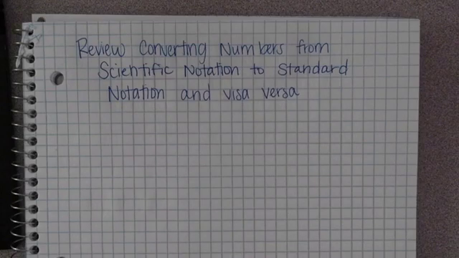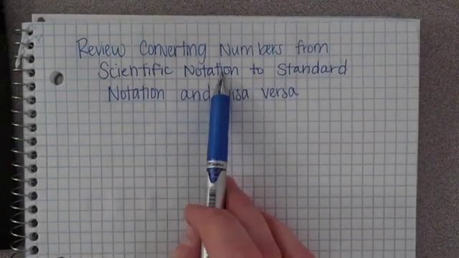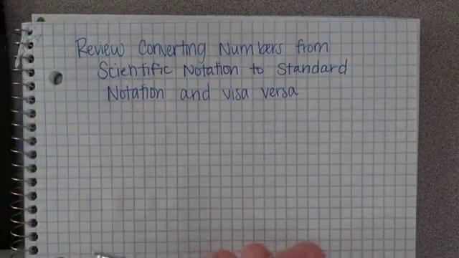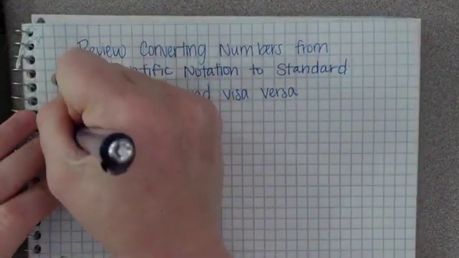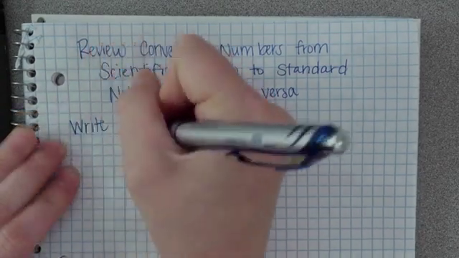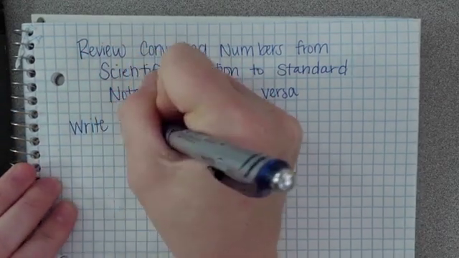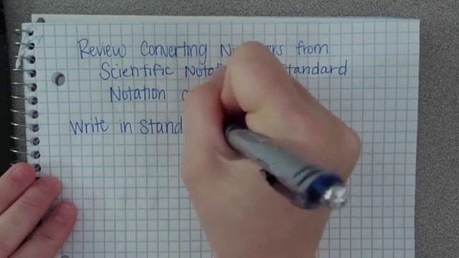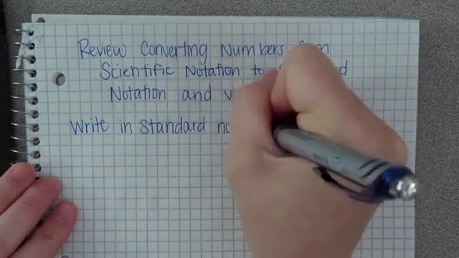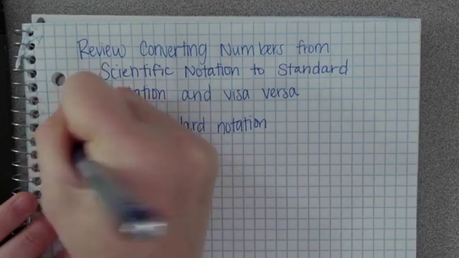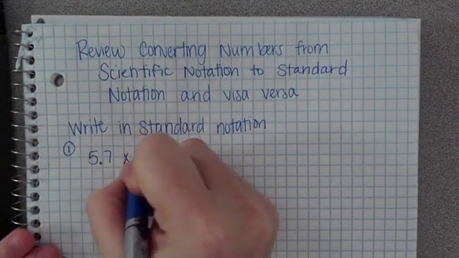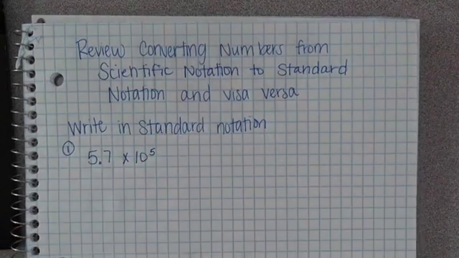So this is a review of converting numbers from scientific notation to standard notation and vice versa, in the other direction. So these first ones, we're going to write the answer in standard notation. So first example we're going to do is 5.7 times 10 to the fifth.